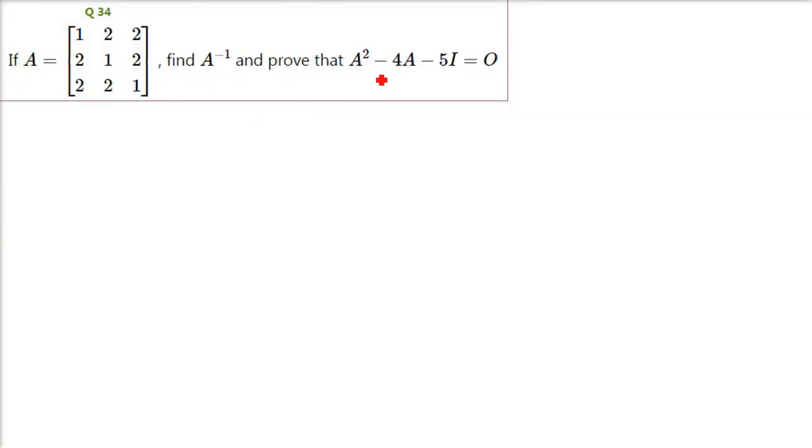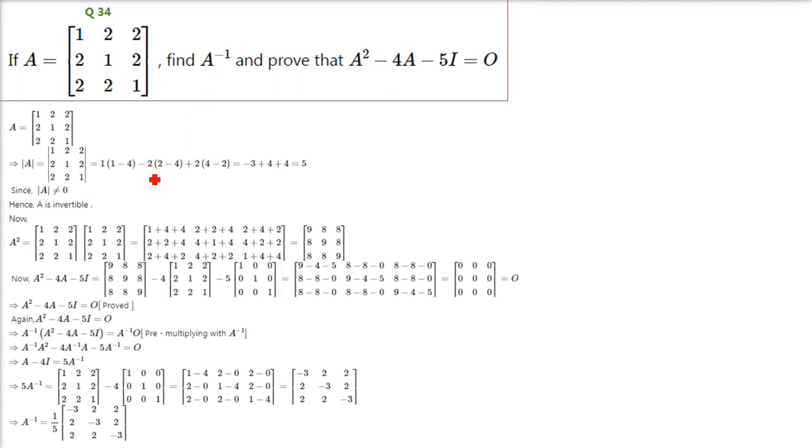This question we have already done in the past. Because we are already at the 34th question, we have already done this kind of question, but still I will give you a recall. This A inverse needs to be computed, and for that we need to see whether the determinant of A is available or not. You have to find out the determinant of A, and that should come as a non-zero value. If it comes to 5, for example in this case, then we can say that the determinant of A is not equal to 0, A is invertible.